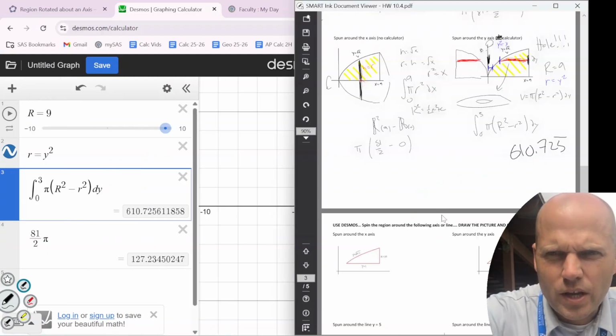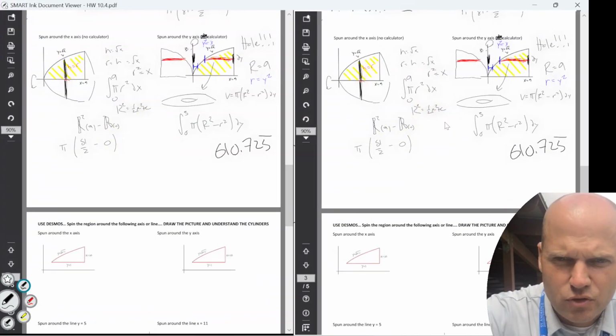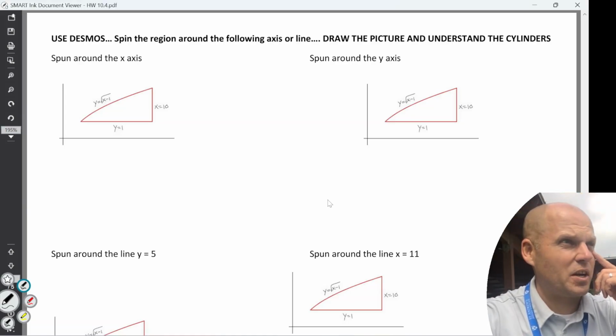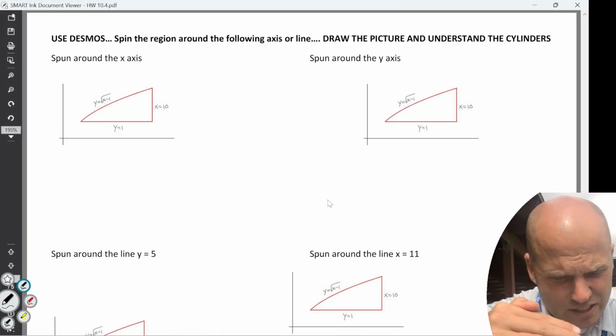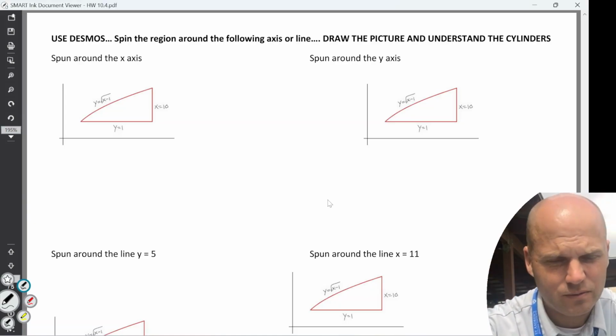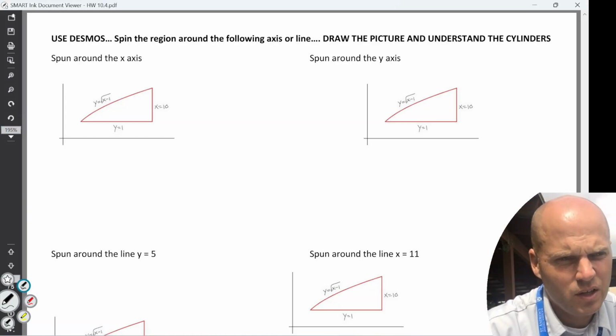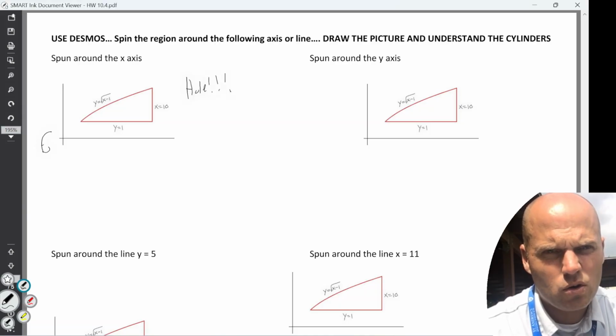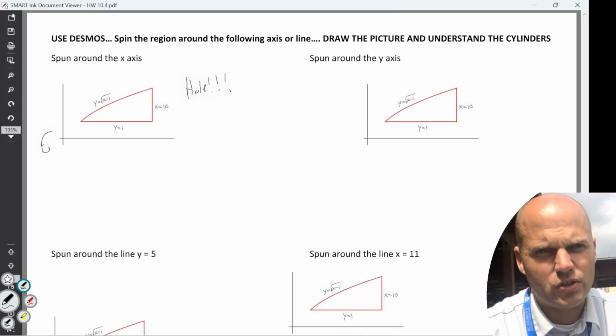Okay, we're back. We now are spinning these regions, and they're all going to have holes. We might be spinning them around an axis, x-axis, y-axis. It might be around a line, which we can consider an axis. If I spin this region around the x-axis, I immediately notice I got a hole. Hole brings up bells and whistles.